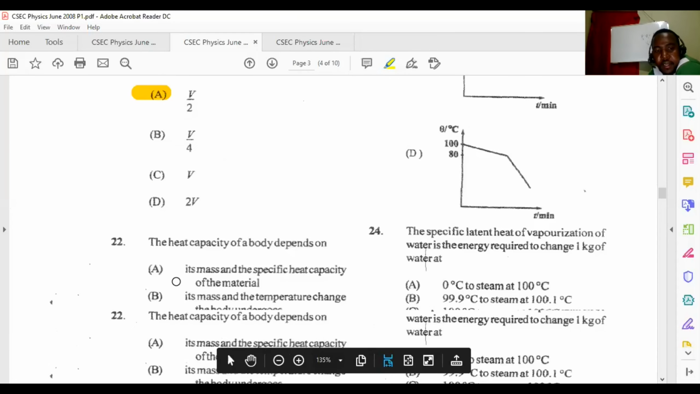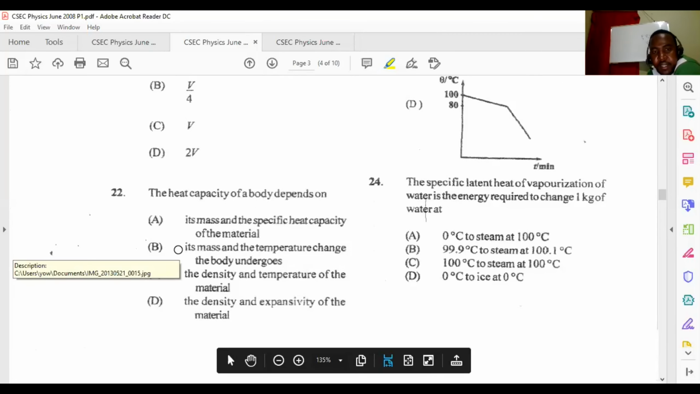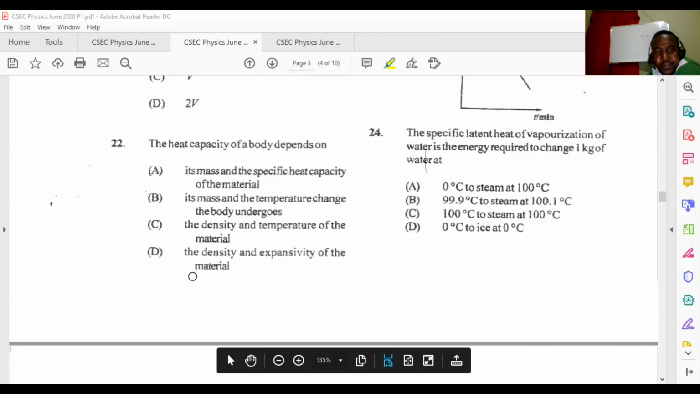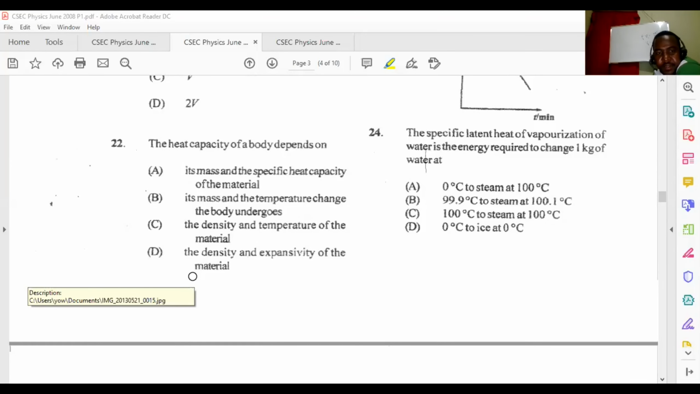Right? Second, 22. The heat capacity of a body depends on... All right, this is the 2008 paper. What would be the answer for this one? The heat capacity depends on... Would it be C? No, it wouldn't be C.